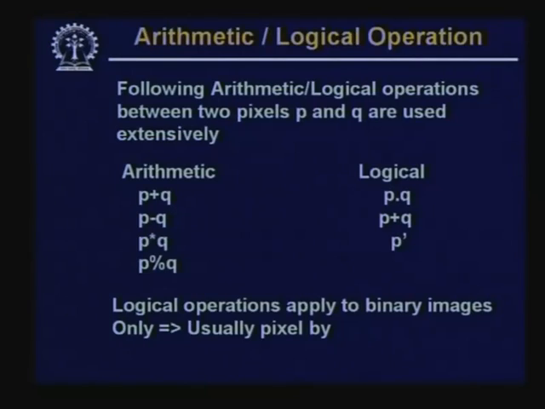Now, after our discussion on these distance metrics, let us see what simple operations we can perform on images. As we have seen, in a numerical system, whether decimal or binary, we can have arithmetic as well as logical operations. Similarly, for images also we can have arithmetic and logical operations.